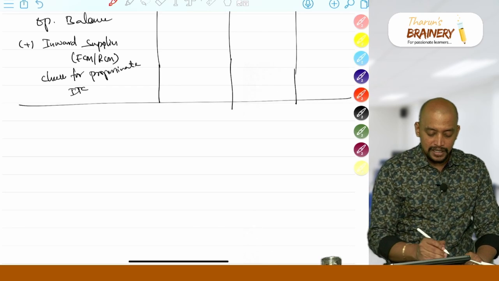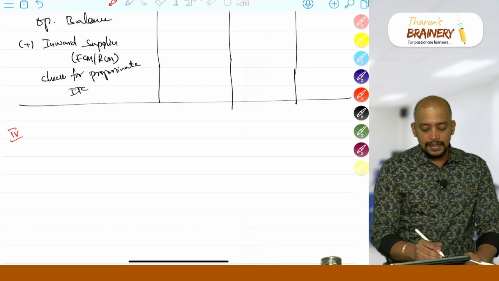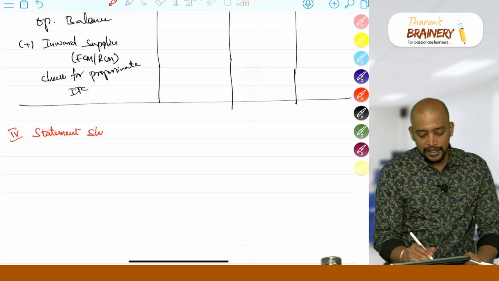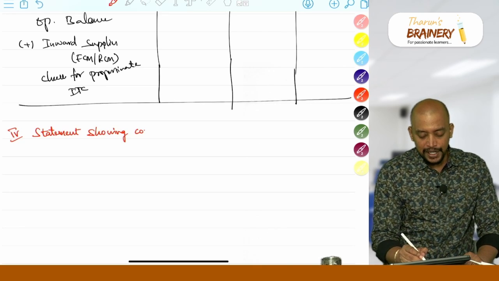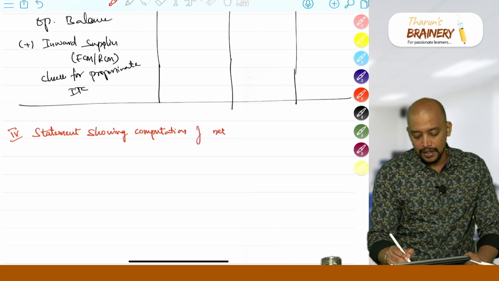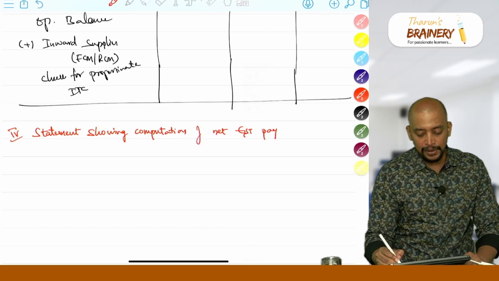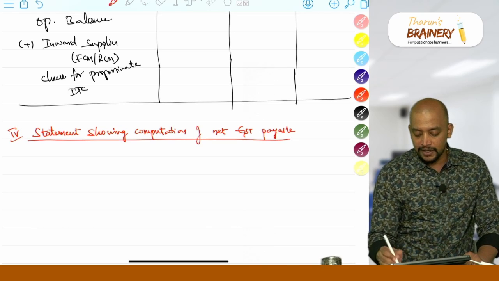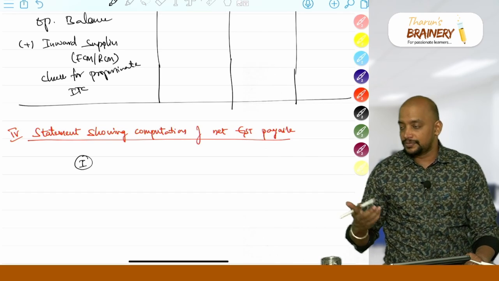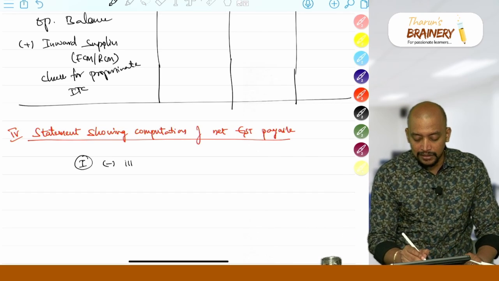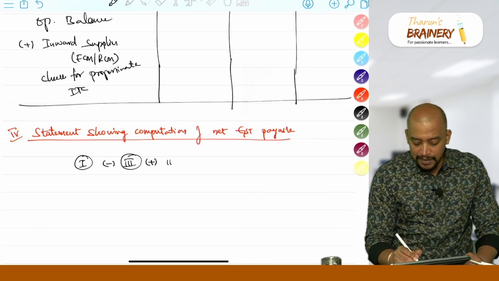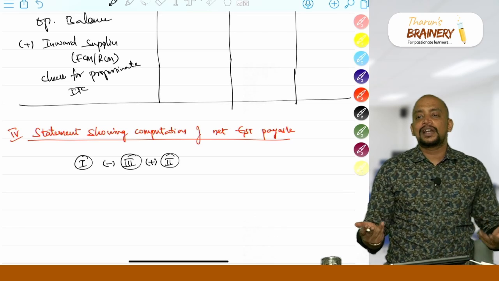Now the fourth statement. The fourth statement is simple: statement showing computation of net GST payable. What do you need to do for that? First you need to take statement 1, GST payable under FCM, minus statement 3, ITC. ITC you need to reduce. Add GST payable under RCM. That will be called the net GST payable.